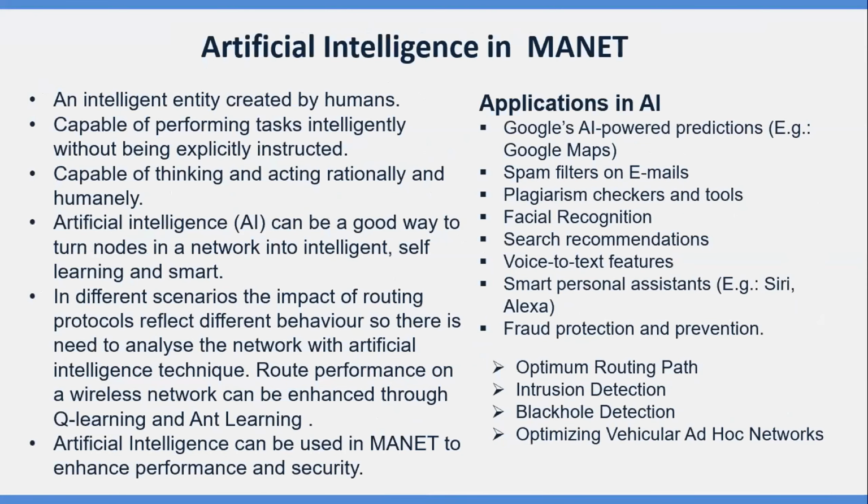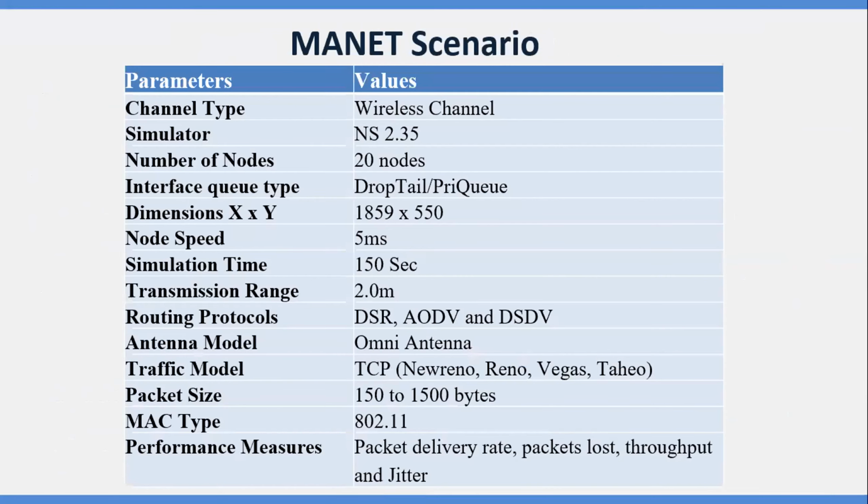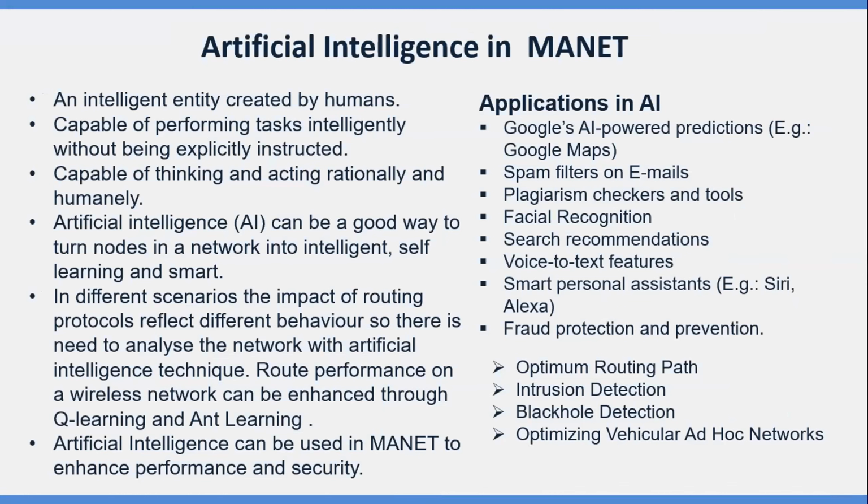We also discuss artificial intelligence in this paper, as artificial intelligence is a major area nowadays. Artificial intelligence is an entity created by humans and capable of performing tasks intelligently like humans without any instructions, and capable of thinking and acting rationally and humanly. Artificial intelligence can also be used to turn nodes in a network into an intelligent, self-learning, and smart network. In different scenarios, the impact of routing protocols reflects different behaviors. So there is a need to analyze the network with AI and machine learning techniques.